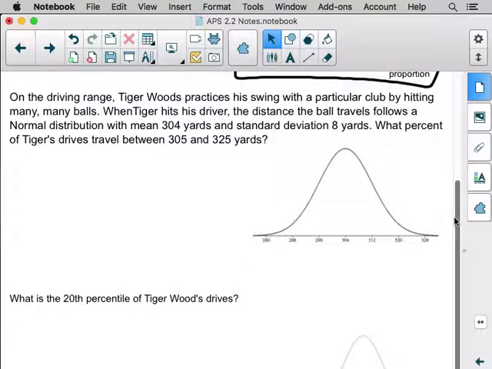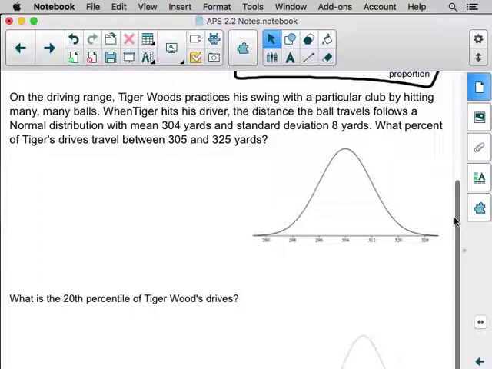So let's just dive in, and then you'll get a sense for how that diagram works. On the driving range, Tiger Woods practices his swing with a particular club by hitting many, many balls. When Tiger hits the driver, the distance the ball travels follows a normal distribution with mean 304 yards, standard deviation 8 yards. What percent of Tiger's drives travel between 305 and 325 yards?